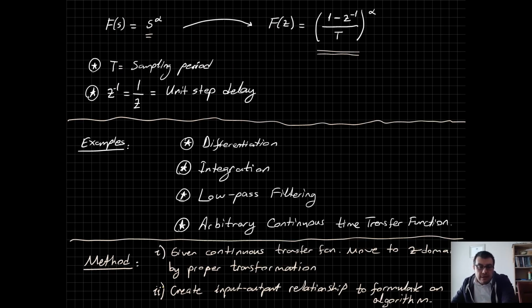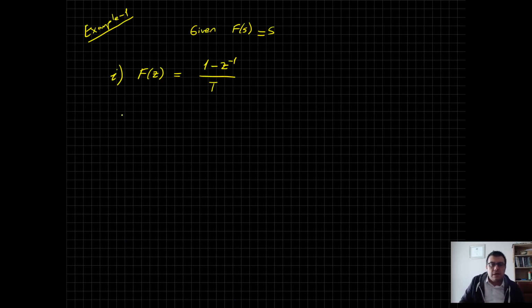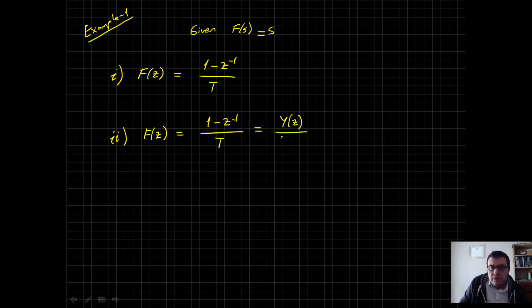That's what we have. And item number 2, create input-output relationship to formulate an algorithm. Let's write it. Step number 2. So f of z, which is 1 minus z to the minus 1 over t, should be equal to y of z over u of z, right? So this is output over input, like the transfer function notion. So if you remember, this f of s is nothing but y of s over u of s, right?